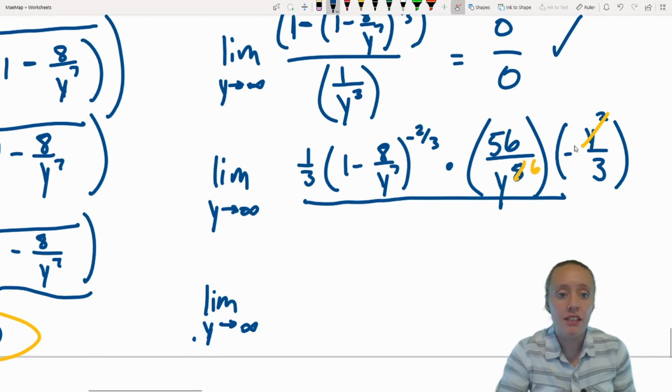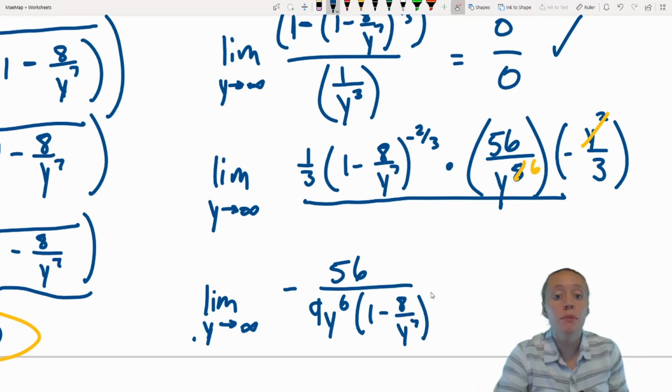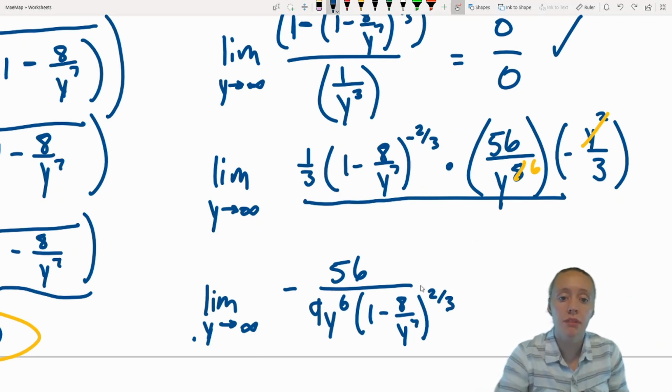So, because I still have this negative, I'm going to take the limit as y approaches infinity of negative 56 all over 3 times 3 is 9, and I still have this y to the 6th, so I have 9 y to the 6th all multiplied by 1 minus 8 over y to the 7th raised to the positive 2/3, taking this term and writing it as a positive exponent in my denominator.